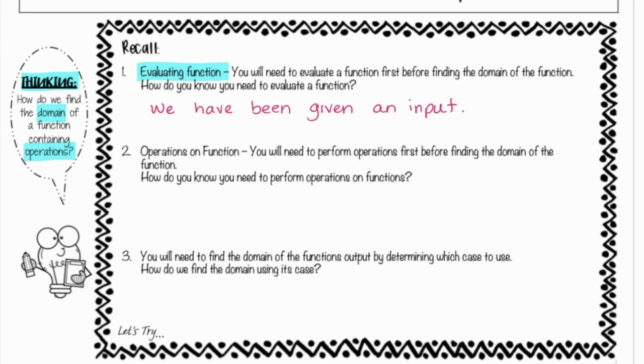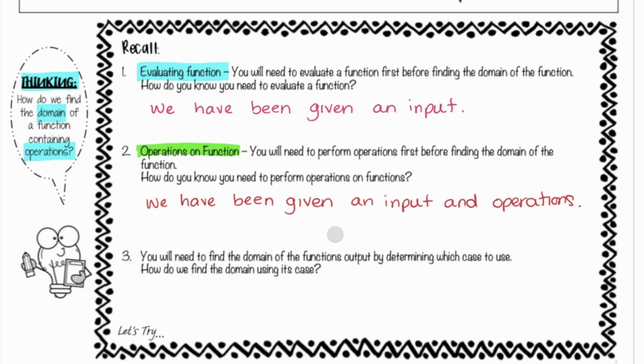Number 2, operations on functions. You will need to perform operations first before finding the domain of the function. Again, how do we know we need to perform operations on functions? If we have been given both an input and also operations, one of the 4 operations, then we have to do this process first. Operations on functions, then we can find the domain.